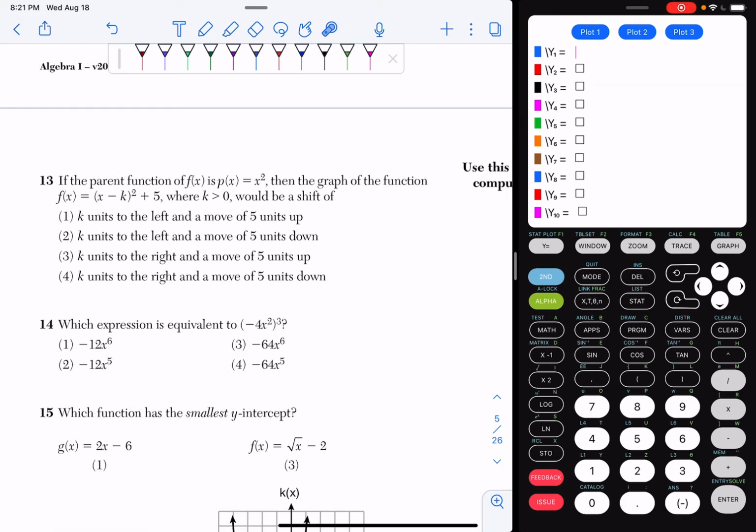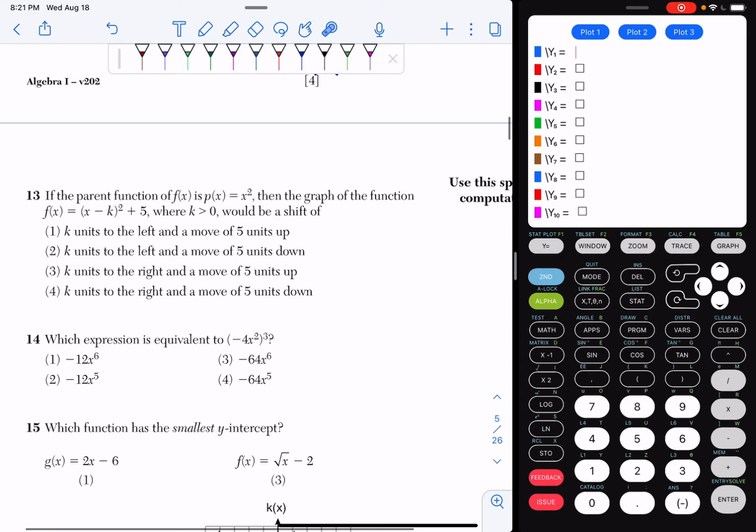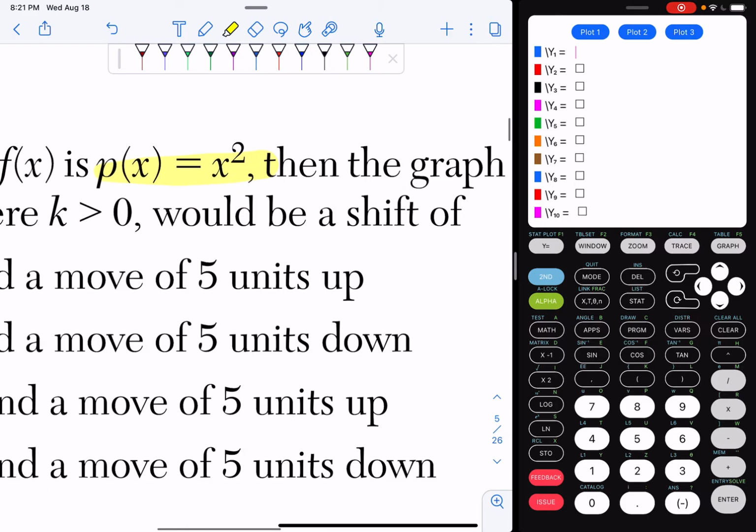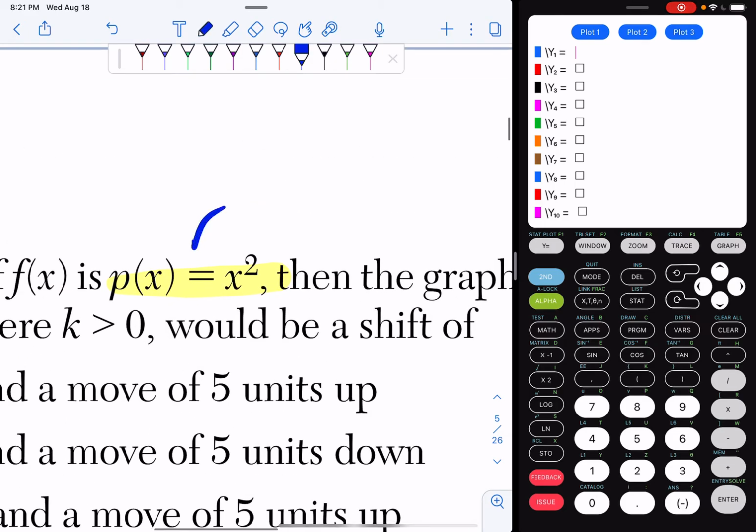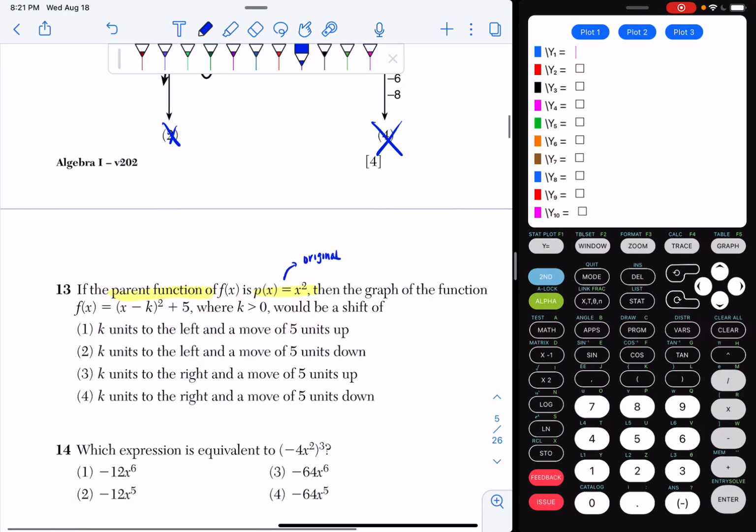Okay, question number 13. If the parent function of f(x) is p(x) = x squared, so whenever I say parent function, I mean that this is my original. So I'm saying that p(x) = x squared is my original function. Then the graph of the function f(x) = (x − k) squared + 5, where k is greater than 0, would be a shift of blank.